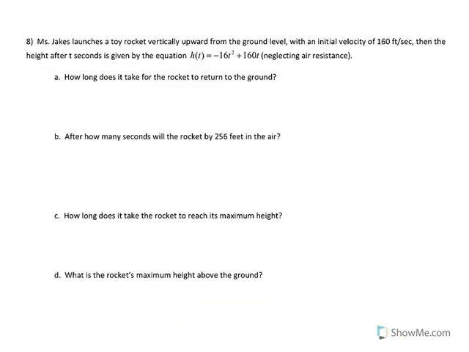Okay, for our next word problem, it says Miss Jakes launches a toy rocket vertically upward from the ground level with an initial velocity of 160 feet per second. Then the height after t seconds is given by the equation negative 16t squared plus 160t. It says, how long does it take for the rocket to return to the ground? Anytime something's on the ground, we know that that equals 0.